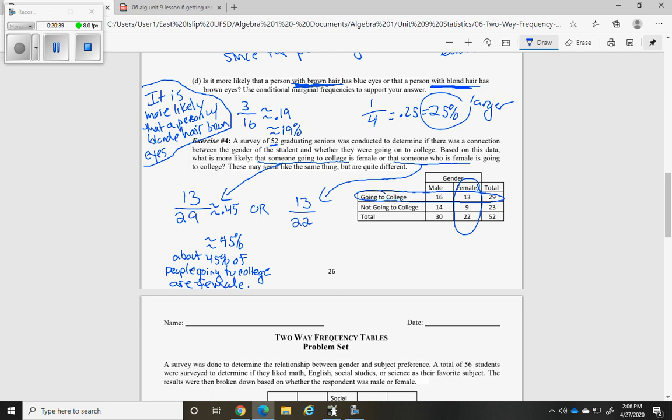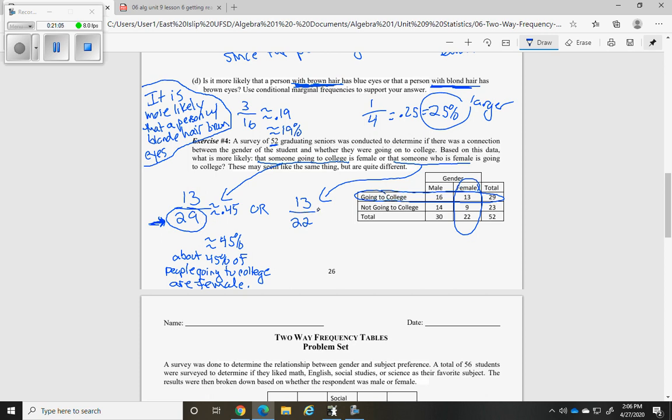This "of" thing, of people going to college, that's always your denominator. You probably learned in 6th grade too, a saying when you would try to make ratios: is over of equals percent over 100. The "of" number is always in the bottom. So about 45% of people going to college, right, there were 29 people going to college, are female.